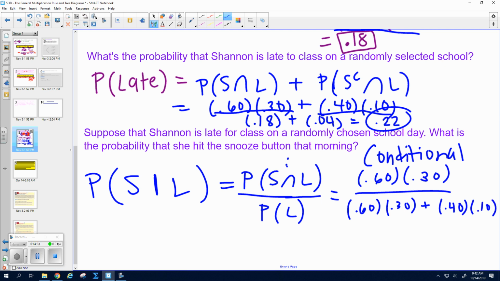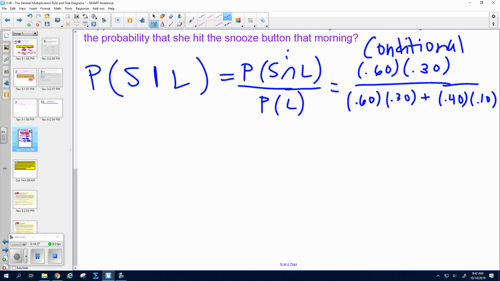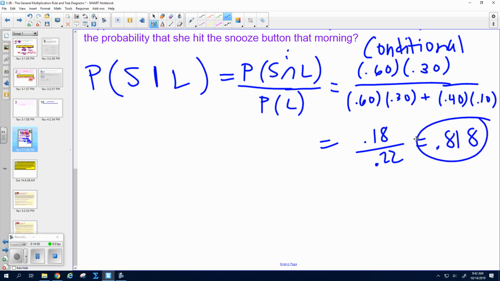Okay, do you have to show that work? Not necessarily if you just showed it above, but otherwise you would, okay? So I have 0.18 divided by 0.22. This would be fine for work if you just showed it above, which we did, all right? And we get 0.818. So if we know she's late, there's like an 82% chance that she pressed snooze. Okay.